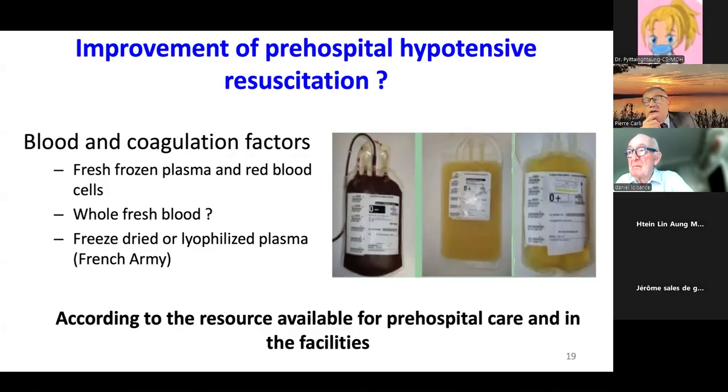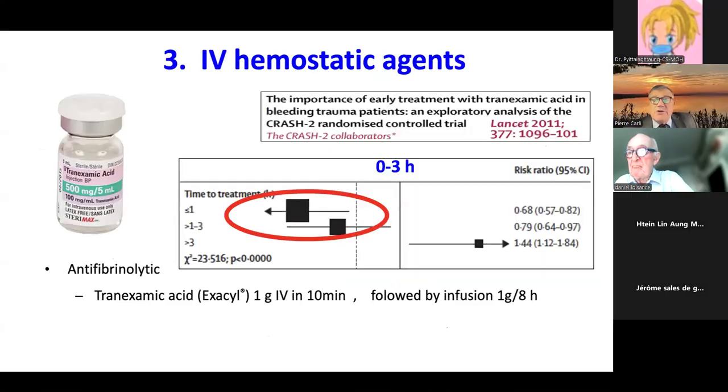But according to the available resources, as soon as possible, if you add factors for coagulation, it will be important in terms of prognosis, the possibility to survive and to save the patient. Next point is this small bottle of tranexamic acid, which is something that is not expensive. And this is clearly now the possibility to activate coagulation, procoagulant action.